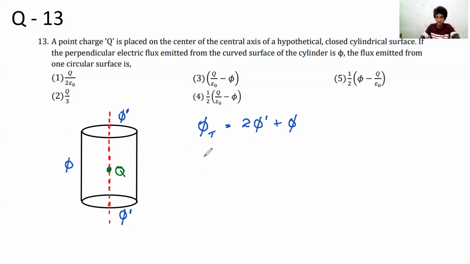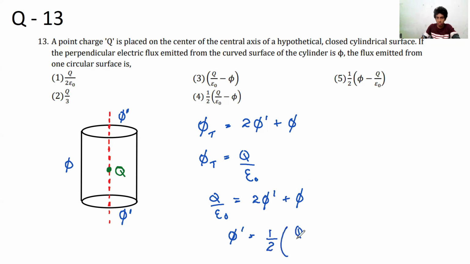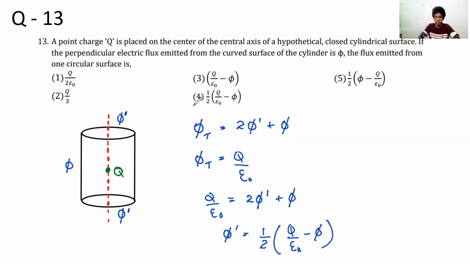So then we can apply the Gauss theorem. According to the Gauss theorem, the total flux emitted will be equal to Q over epsilon naught. Next, we can substitute psi t as Q over epsilon naught. So Q over epsilon naught will be equal to 2 psi dash plus psi. So psi dash will be equal to half into (Q over epsilon naught minus psi). So the correct answer is the fourth.